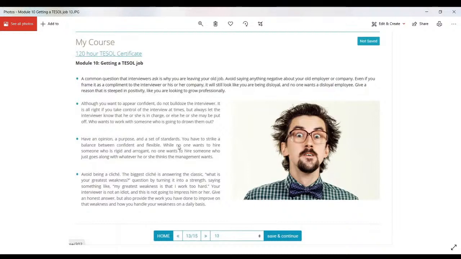Have an opinion, a purpose, and a set of standards. You have to strike a balance between confidence and flexibility, right? While no one wants to hire someone who is rigid and arrogant, no one wants to hire someone who just goes along with whatever he or she thinks the management wants, right? So you need to have your own set of standards and opinion. You need to have your own say, right?